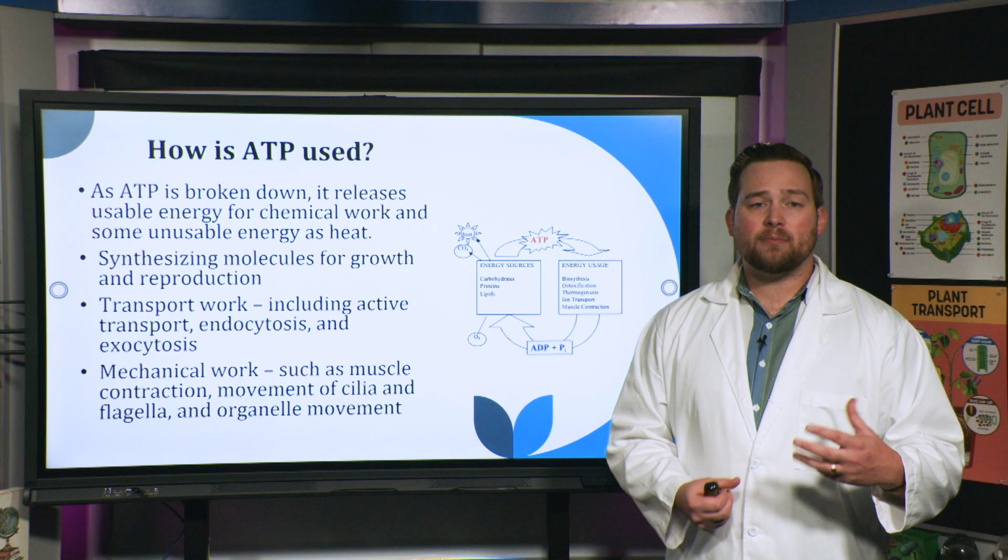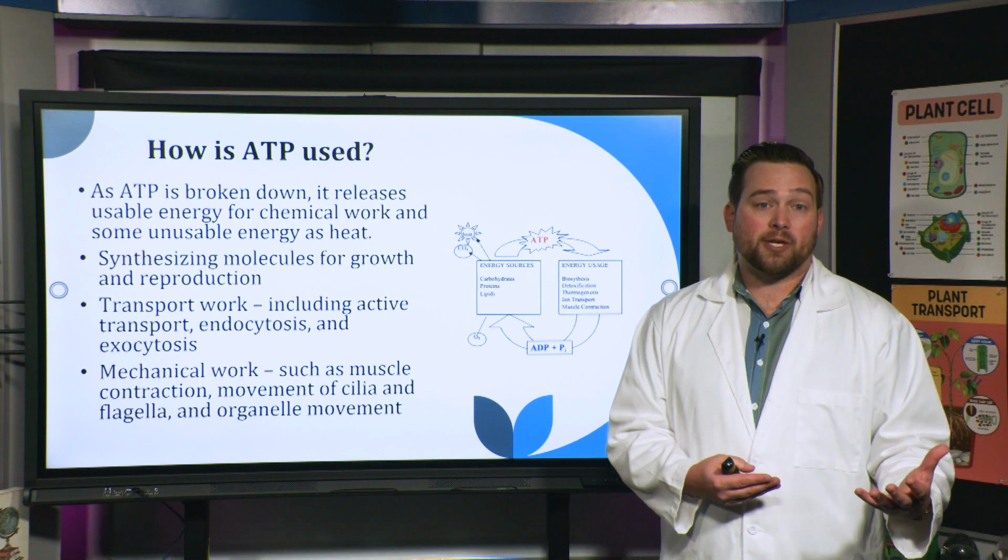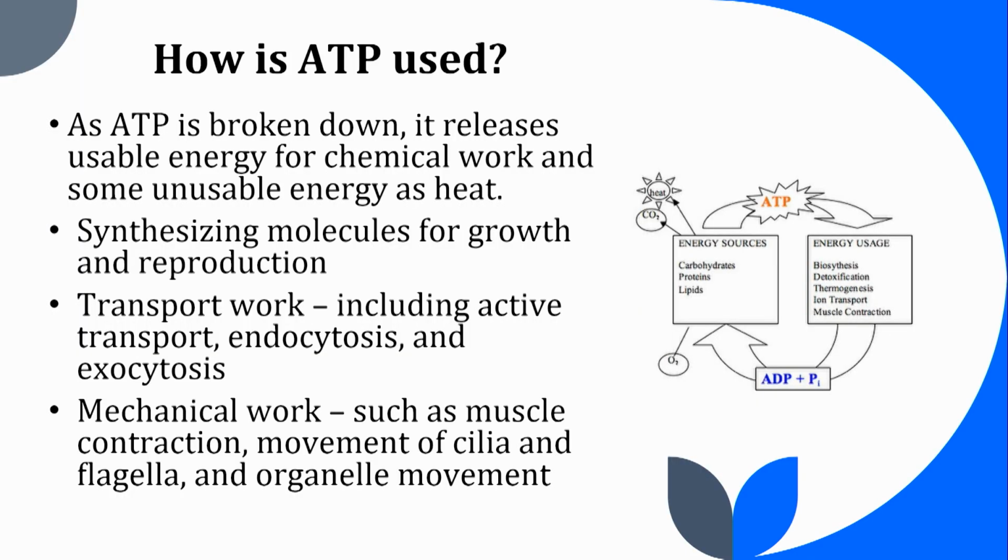So how is this used? Well, ATP, once it's broken down, is going to release a little bit of energy. Some of that energy is going to be released as heat, but here are some of the other things we're going to use it for. We can use ATP and the energy in it to synthesize molecules for growth and reproduction. We can use it for active transport, so things like endocytosis and exocytosis. We can also do mechanical work with it.